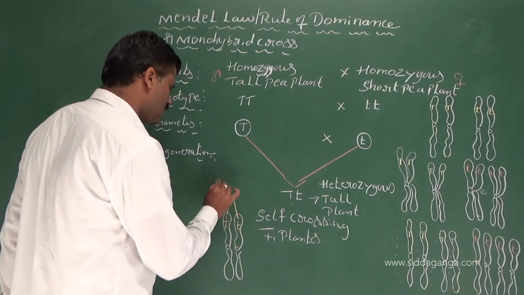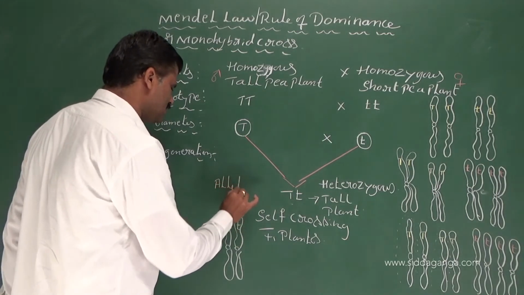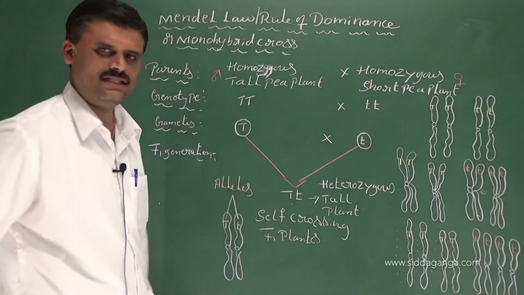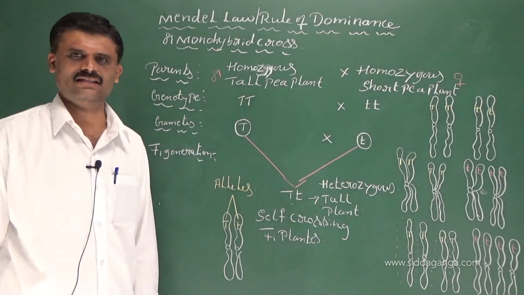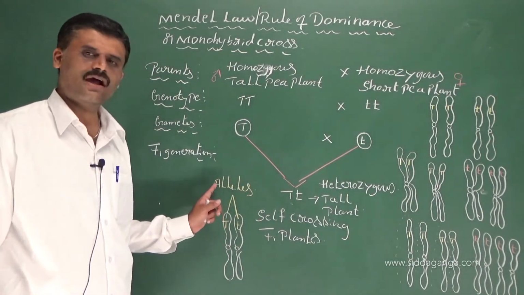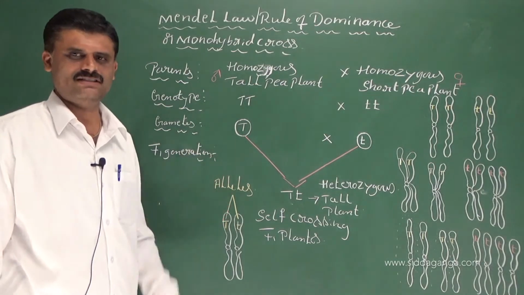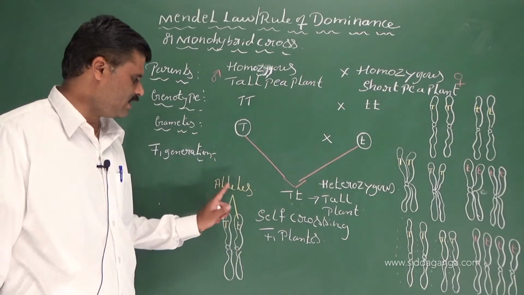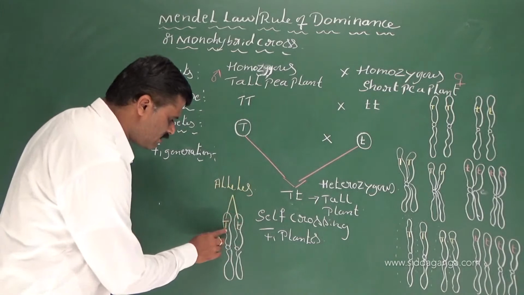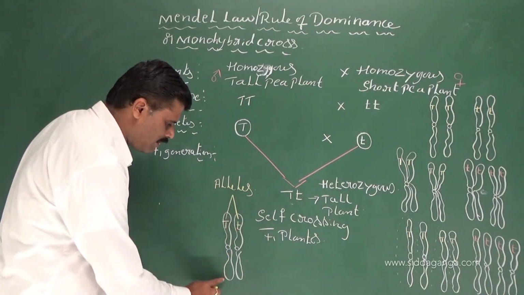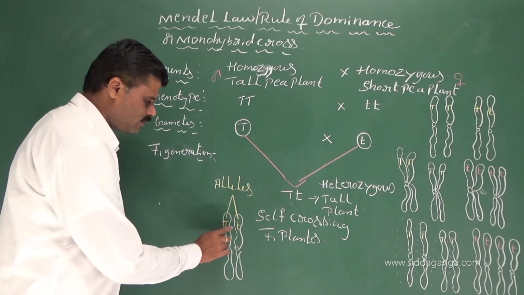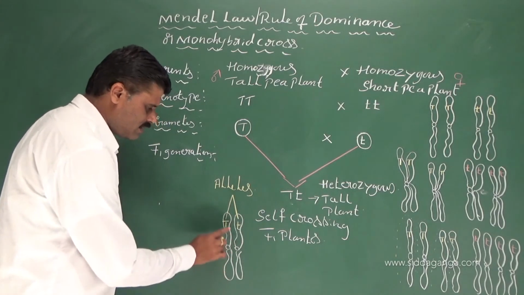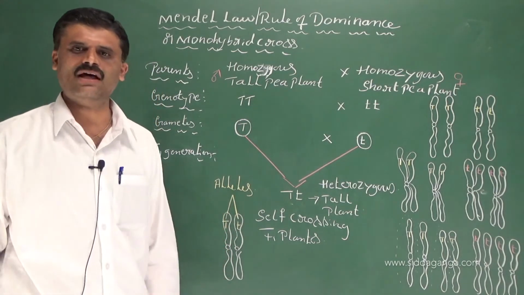These paired genes are called alleles. These paired genes are called alleles. Alleles are nothing but alternative forms of a gene. Alleles are alternative forms of a gene present at the same locus on homologous chromosomes, and controlling a particular character.